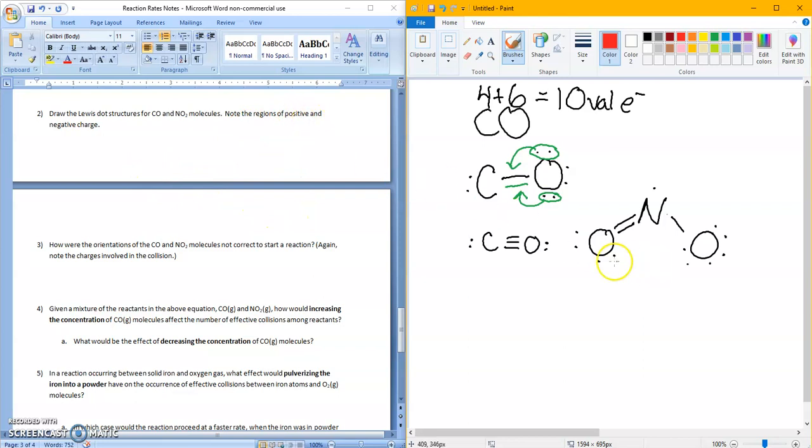Note the positive and negative regions. In order to do that, I need to remember that the more electronegative my atom is, the more negative it is. So since oxygen is closer to fluorine, it has a slightly negative charge.